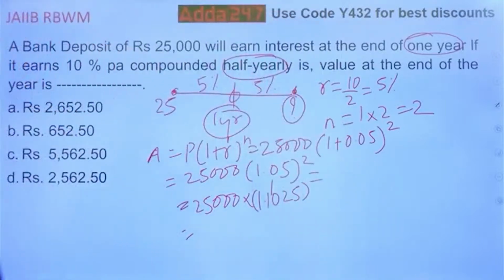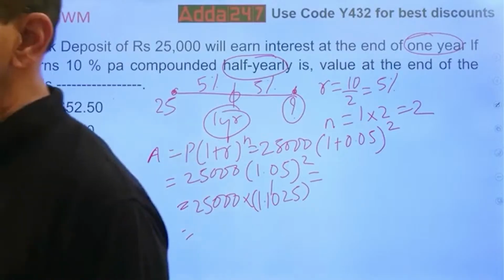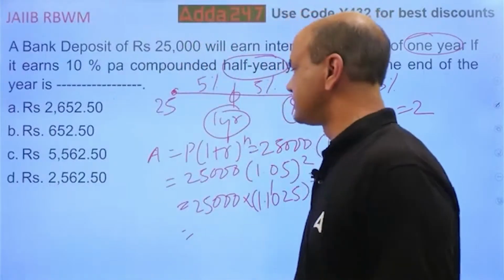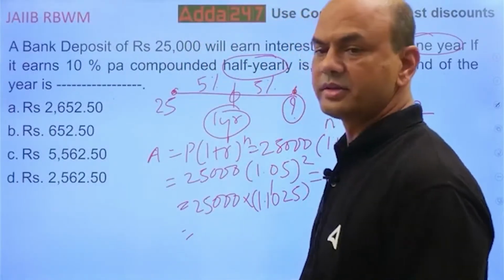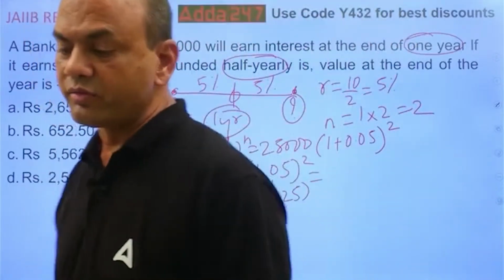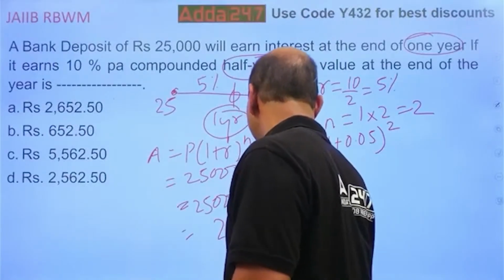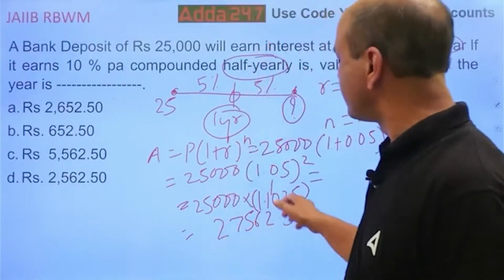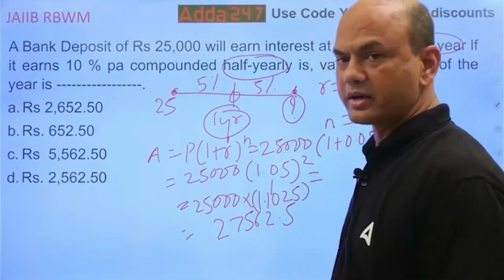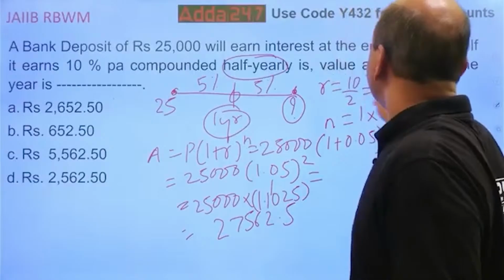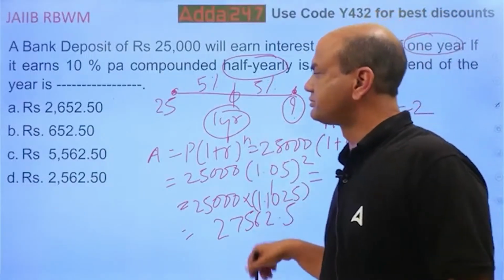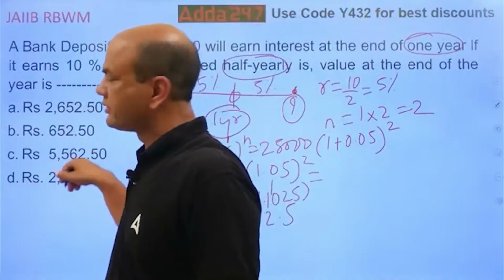25,000 into this. Get it? What are you getting? Comment in the comments section. It is 27,562.5. This is the amount you are getting. So the value at the end will be this.